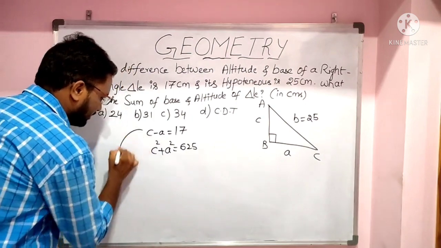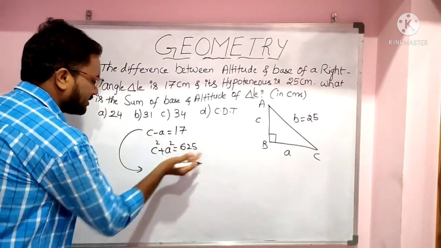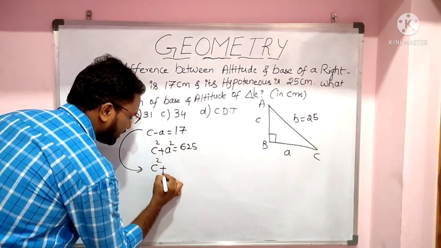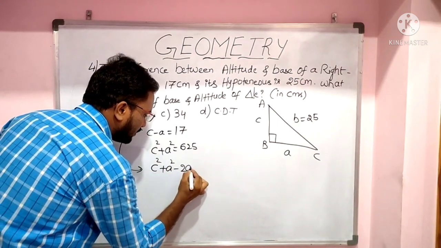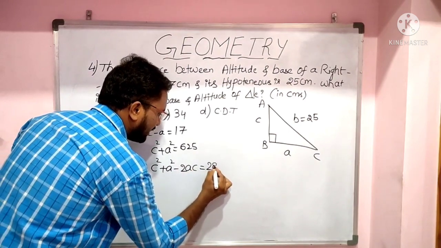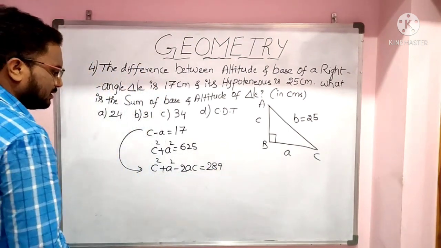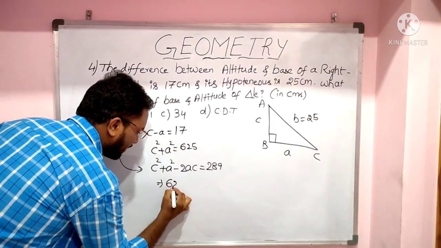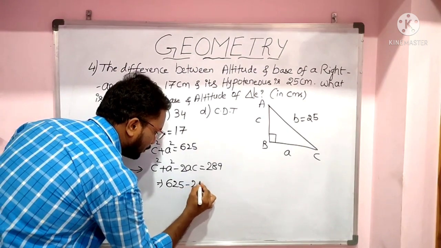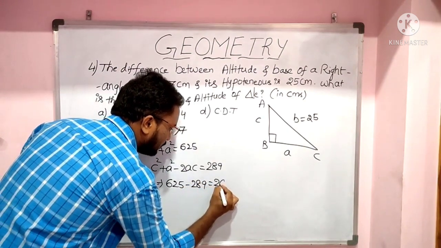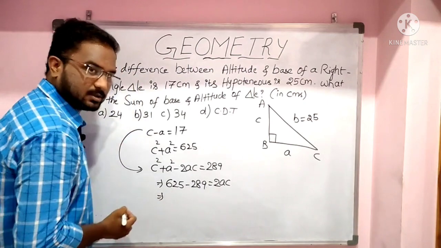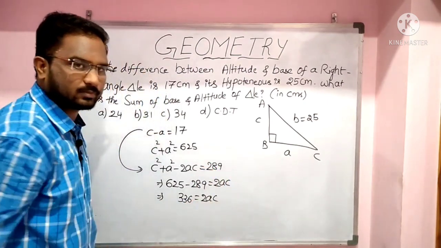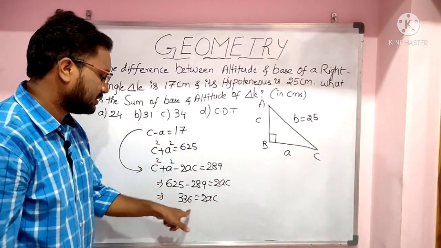So from this, squaring on both sides, c minus a whole square: c square plus a square minus 2ac equal to 289. From this, c square plus a square equal to 625. So 625 minus 289 equal to 2ac. The difference is 336 equal to 2ac. So 2ac value is 336.